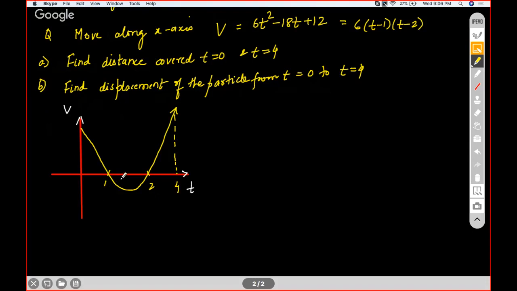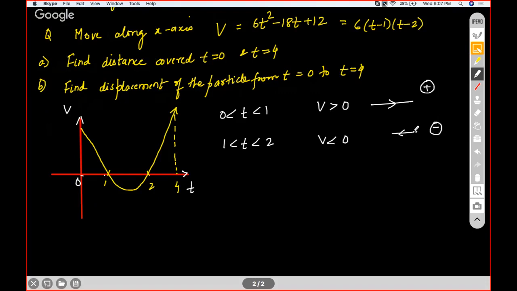Now, you have to read this graph. When you read this graph, automatically everything would be clear. In the zone from 0 to 1, your velocity is positive, so the particle will be moving towards the right. From 1 to 2, velocity is negative, so the particle will start moving towards the left. Right is a positive displacement, left is a negative displacement.